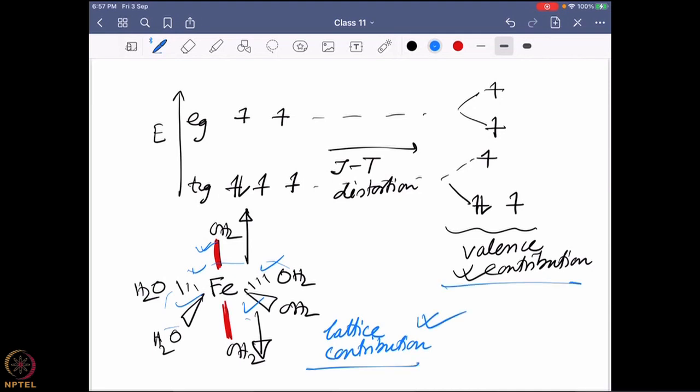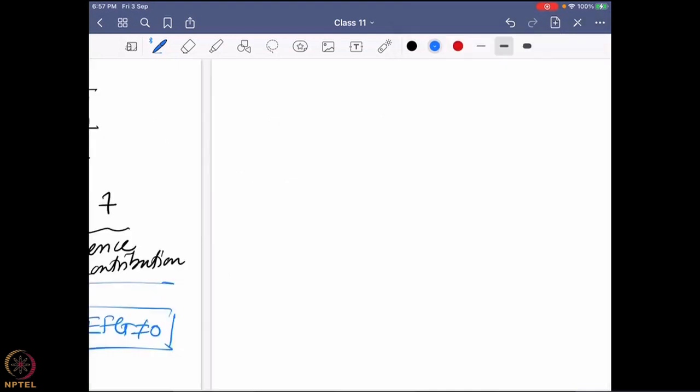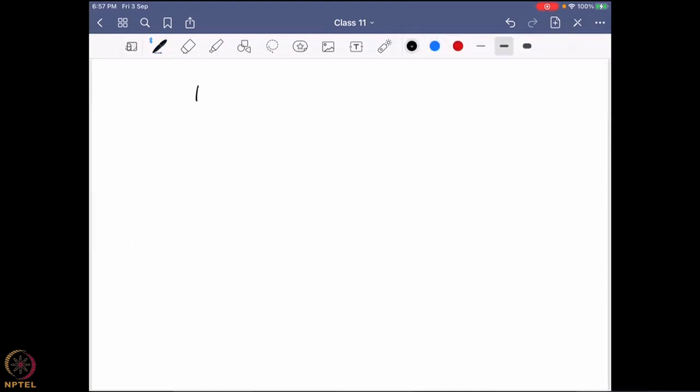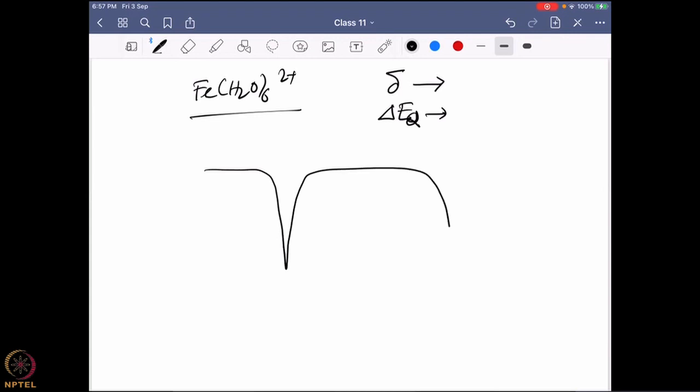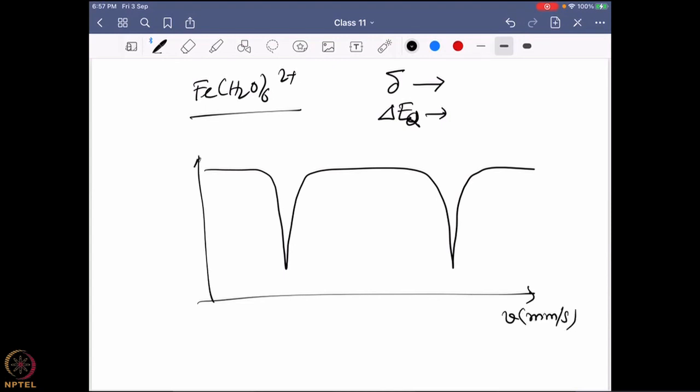And both those things will happen at the same time. So it will have a very strong, non-zero electric field gradient present. And that is why this iron H2O 6 2+ is going to have a delta value, and it is going to have a non-zero quadrupolar splitting value. What you are going to see is the following, 2 values. Plot it in velocity. Y-axis is percentage of transmittance. These values are experimentally found at minus 0.5 millimeter per second and 2.9 millimeter per second.